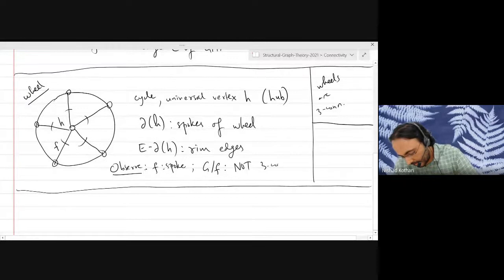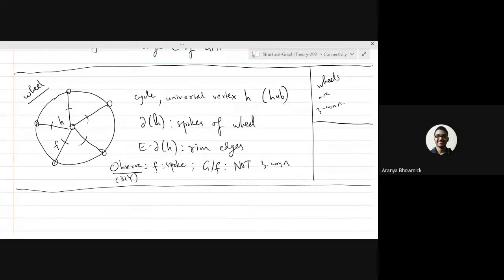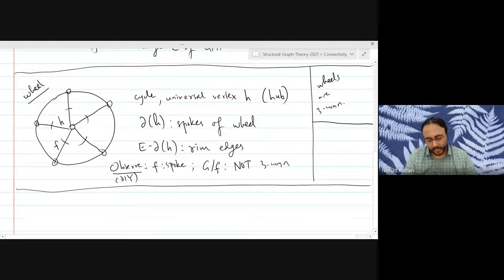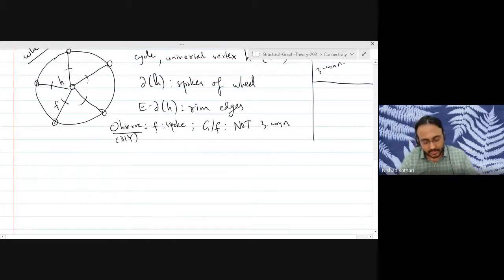Okay, so everybody can check on your own. Do it yourself. So this graph will not be 3 connected. There will be a 2 vertex cut. Okay. So the spoke edges are not good because they don't even preserve 3 connectivity.